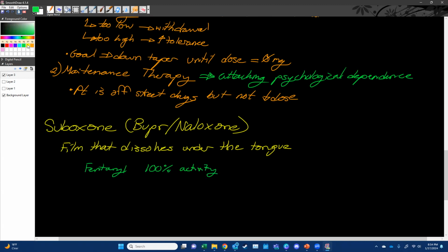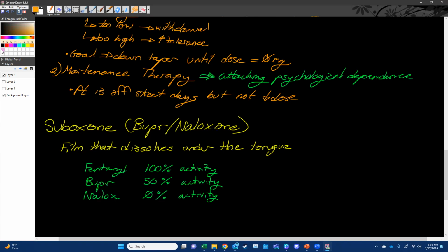Yeah. So if fentanyl is 100% activity, buprenorphine is only 50% activity. Naloxone is 0%, right? So what is going to happen if you have naloxone, but you try to use buprenorphine, is you're not going to get any of the effect of the buprenorphine. So why put it in the tablet, right? If we put it in this film, wouldn't it block our buprenorphine and then we're going to cause withdrawal?